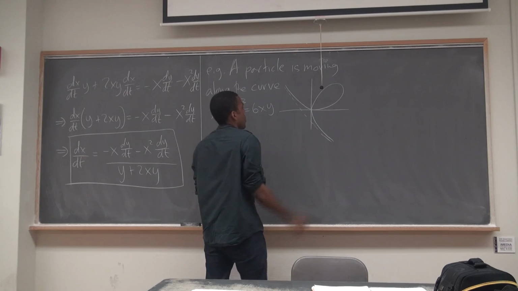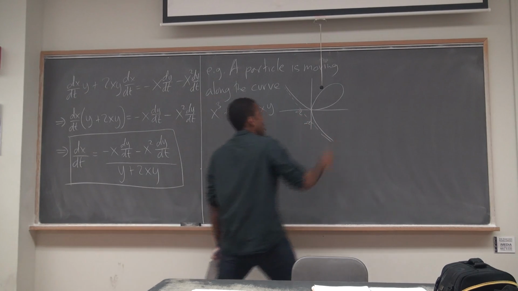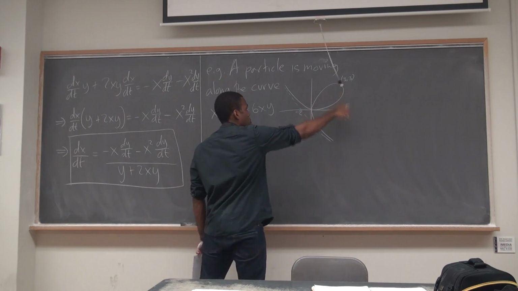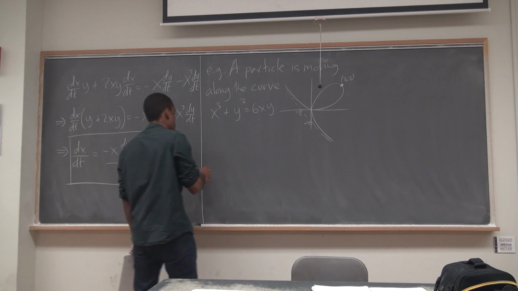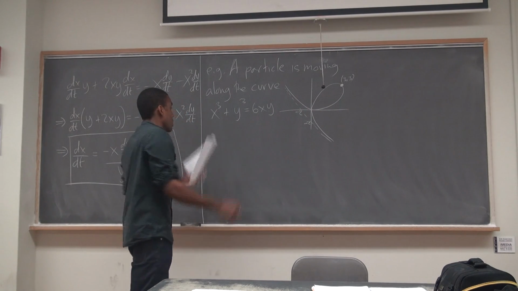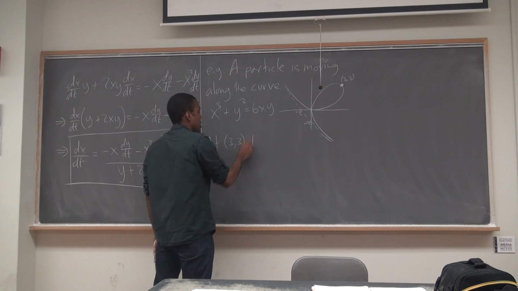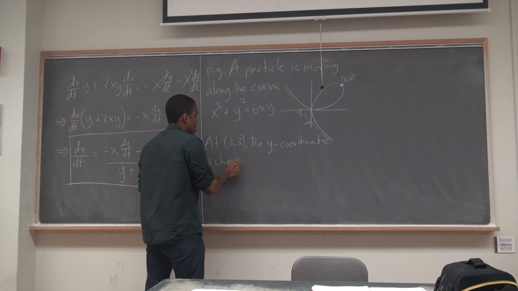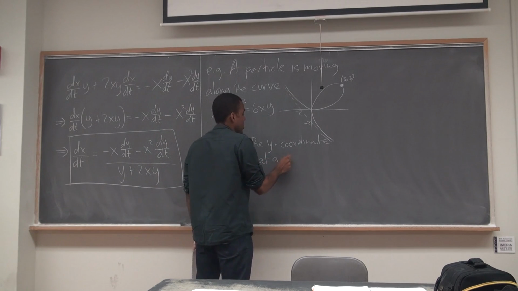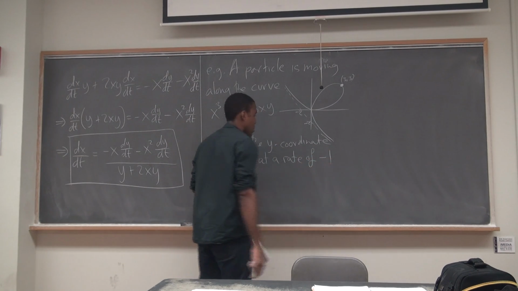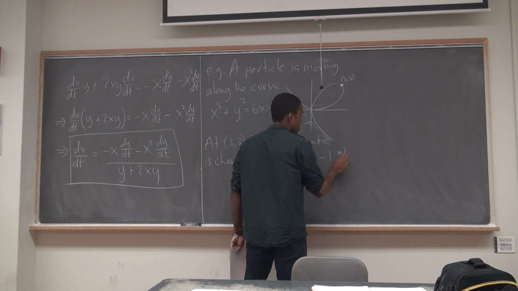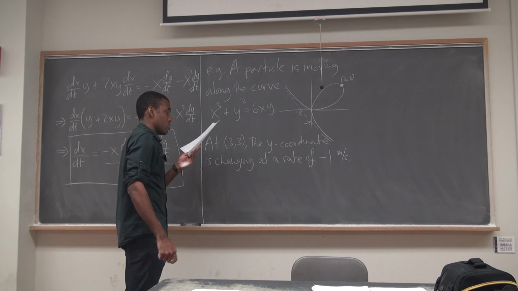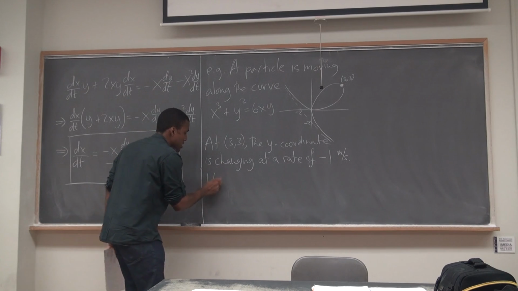Loop to loop. Minus 2, minus 2. And I'm focusing on this point here, which is actually (3, 3). That will actually work in that graph. So that's the picture. So I have a particle that's running on this track, right? So this is a track that this particle is moving over. Okay. At (3, 3), the y coordinate is changing at a rate of -1 meters per second. Does that mean dy/dt is -1? Oh, we'll get there, we'll get there. And the question is, how fast is the x coordinate changing?